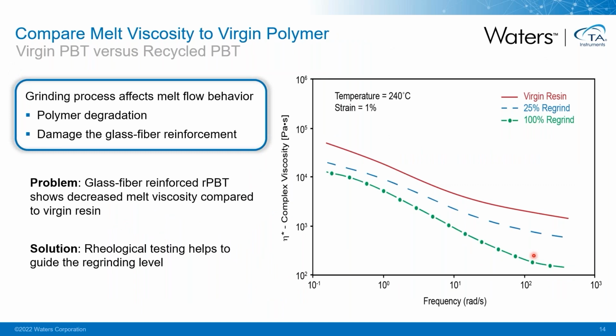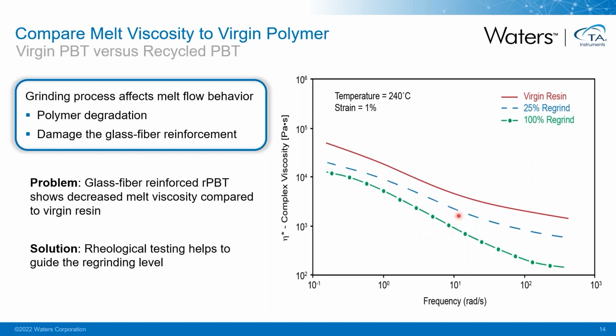This is another case study of comparing the melt flow behavior of regrind fiber-reinforced recycled PBT resin to their virgin resin. The results have clearly shown that the regrinding process largely affects their melt flow viscosity. Grinding causes partial polymer degradation and also damages the glass fiber reinforcements. So this testing result shows that the 100% regrind resin has significantly reduced melt viscosity.